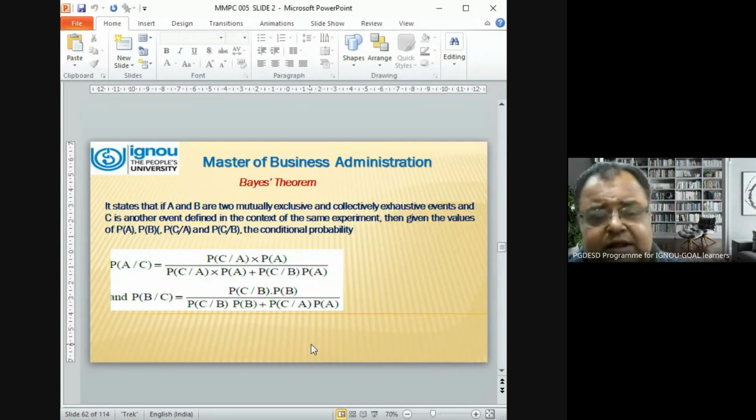So see the formula. See the numerator of the first one here. Probability of C given A into probability of A, divided by this one plus probability of B into probability of C given B. And if this is changing, again the numerator will change to B. When you add these two, you will get 1.